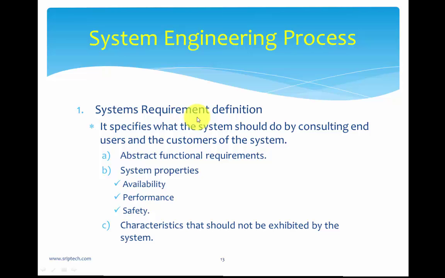The requirements are gathered in a process called the system engineering process. The system engineering requirement document will specify what the system should do by consulting end users and the customers of the system. So basically you talk to the end users of that system and ask them what requirements they have for it, and here we only document the abstract functional requirements.